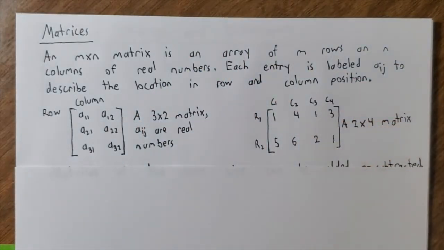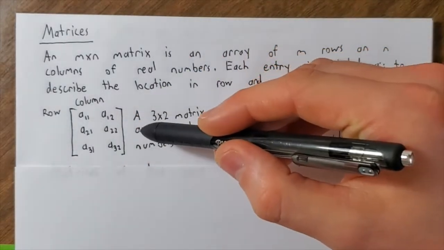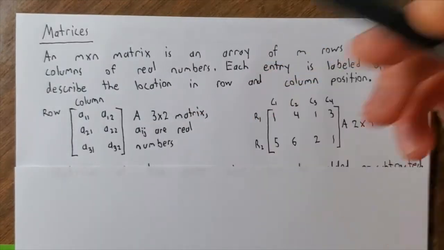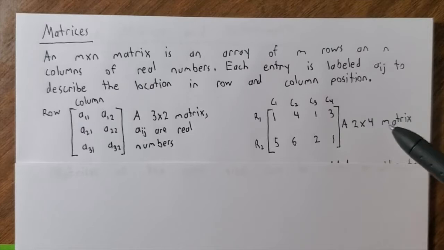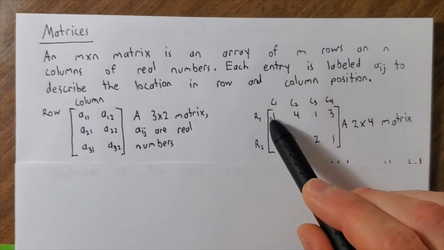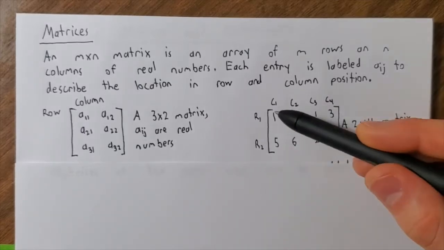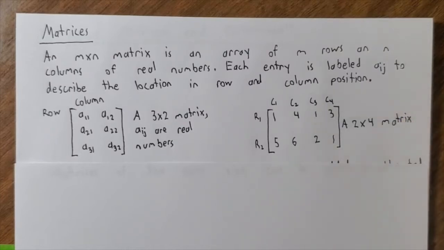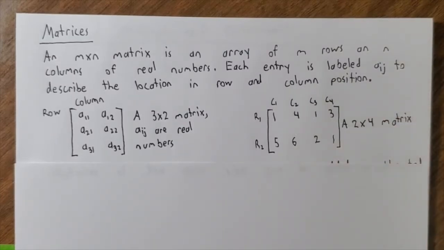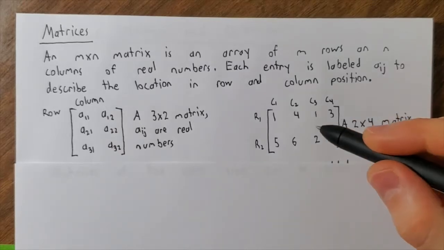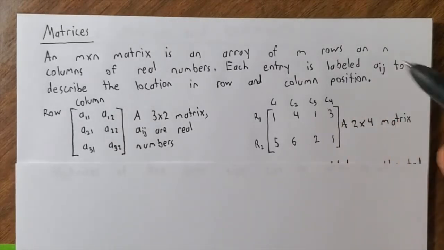Normally we'll have real number entries instead of our variable terms A sub ij, like I do on the right-hand side here in this matrix. So now we have a 2 by 4 matrix because we have 1, 2 rows, and then 1, 2, 3, 4 columns. So these are what's more typical of what we'll be working with. We're not going to use variable matrices for a little bit. We're going to focus on matrices with real number entries for the meantime.